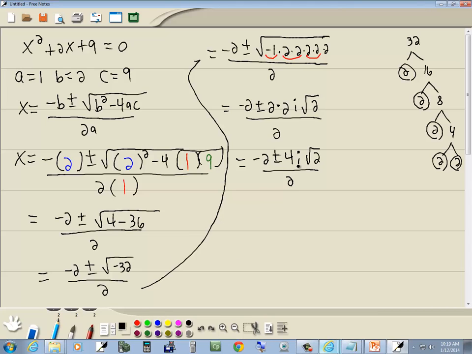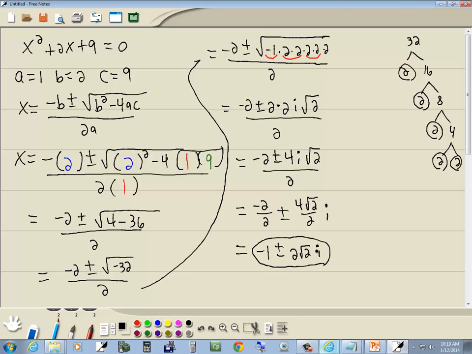Now, since we have an i, we want to split this into two separate pieces. So this would be negative 2 over 2 plus or minus 4i square root of 2 over 2. So you want the real part separate from the imaginary. I took this negative 2 and put it over the denominator, and I took the 4i square root of 2 and put it over the denominator. Negative 2 divided by 2 is negative 1, plus or minus 4 divided by 2 is 2, so we got 2i square root of 2.